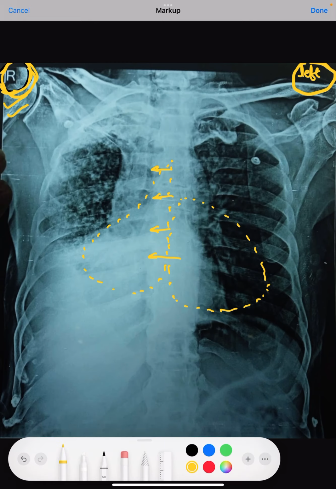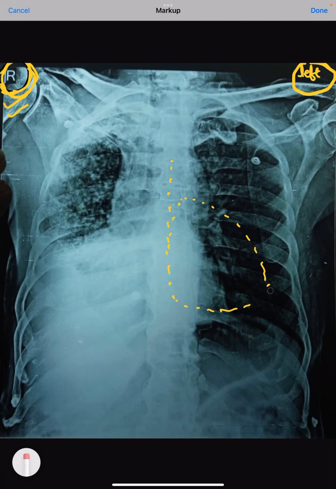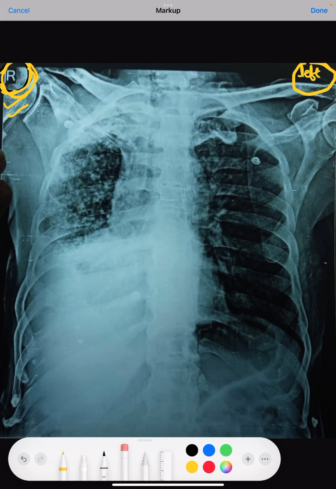So whenever we know that shifting of the mediastinum or shifting of the heart towards the opposite side occurs, that is almost always because of the fibrosis that simply pulls the mediastinal structures towards the same side, or the pleural effusion that usually happens on the opposite side.